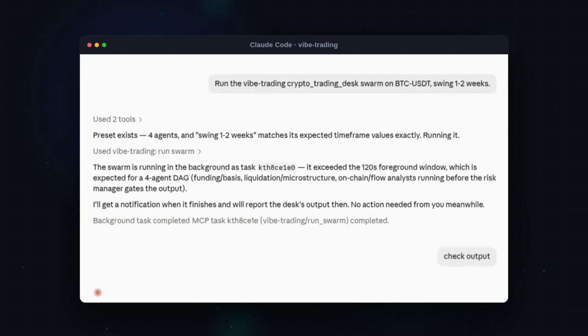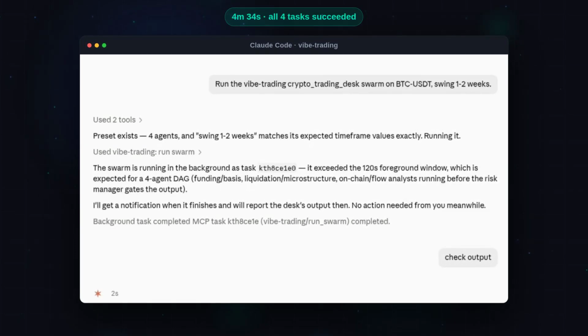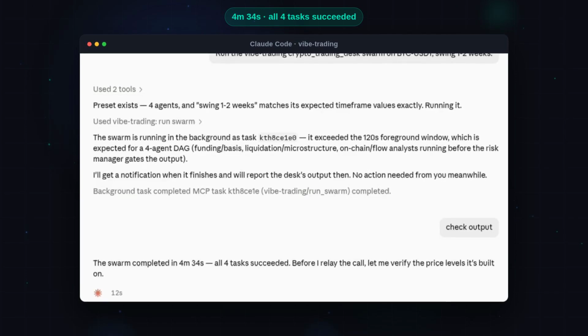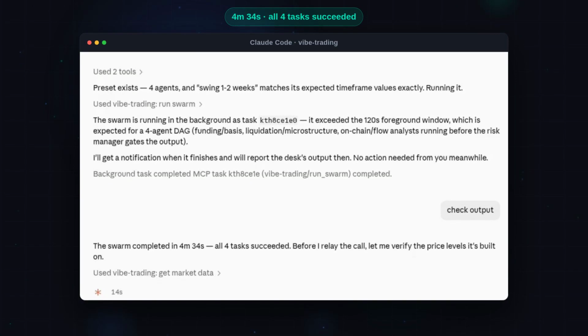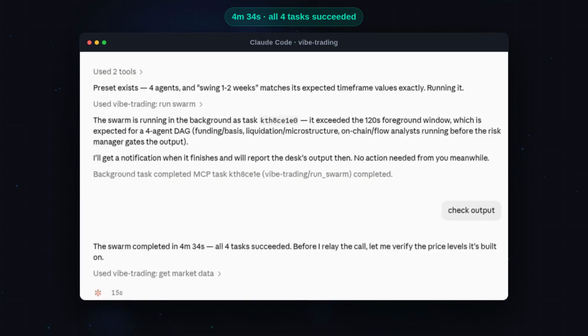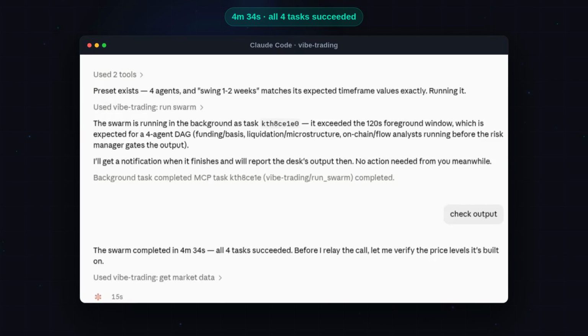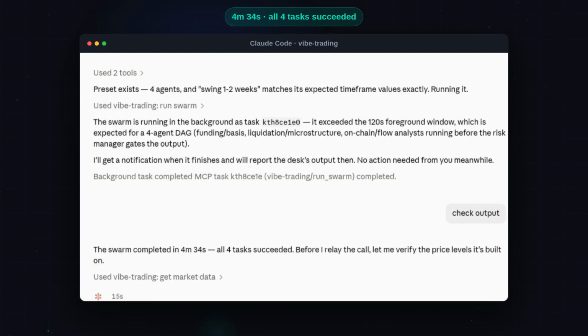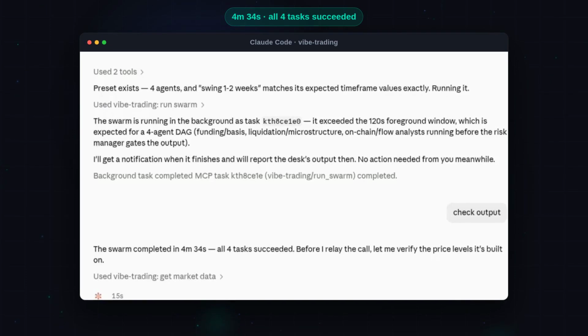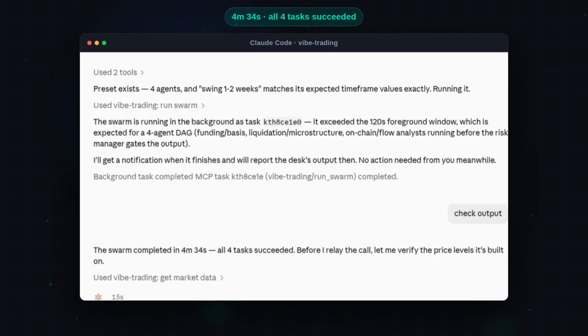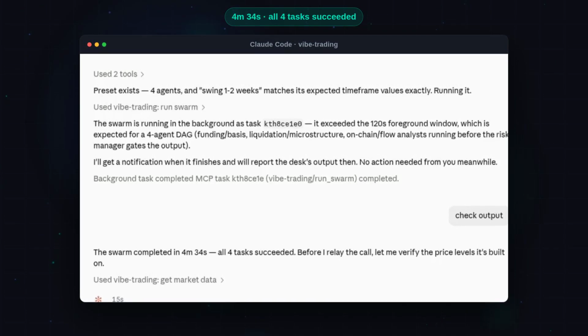4.5 minutes later, it comes back on its own. 4 tasks, all 4 finished, and a desk plan on the other side of it. I want to be exact about what I am showing you here. This is the mechanism working. A team of agents, a dependency graph, and a plan that comes out the end while you are doing something else. Read the plan yourself before you act on any of it. And that is true of every tool in this category, not just this one.